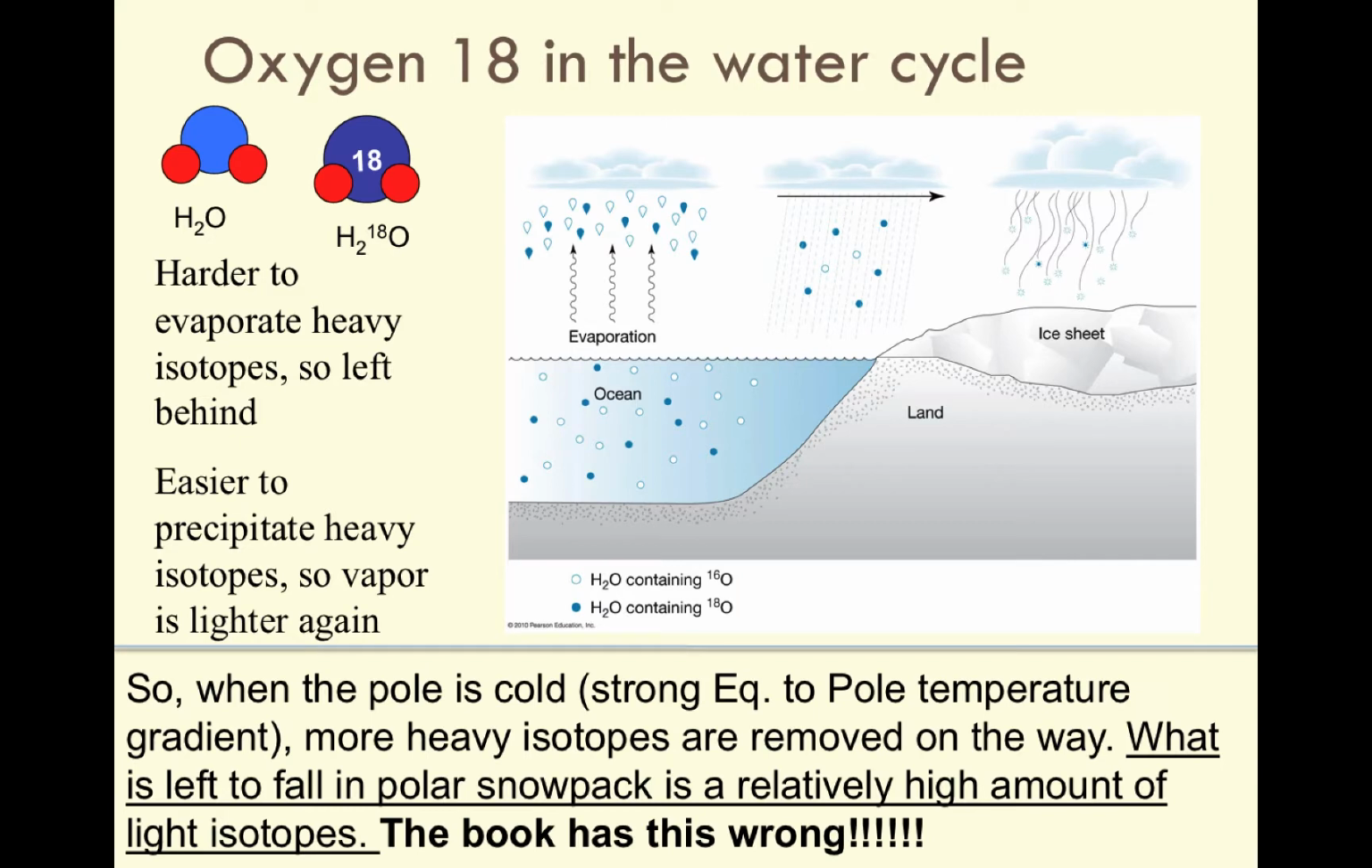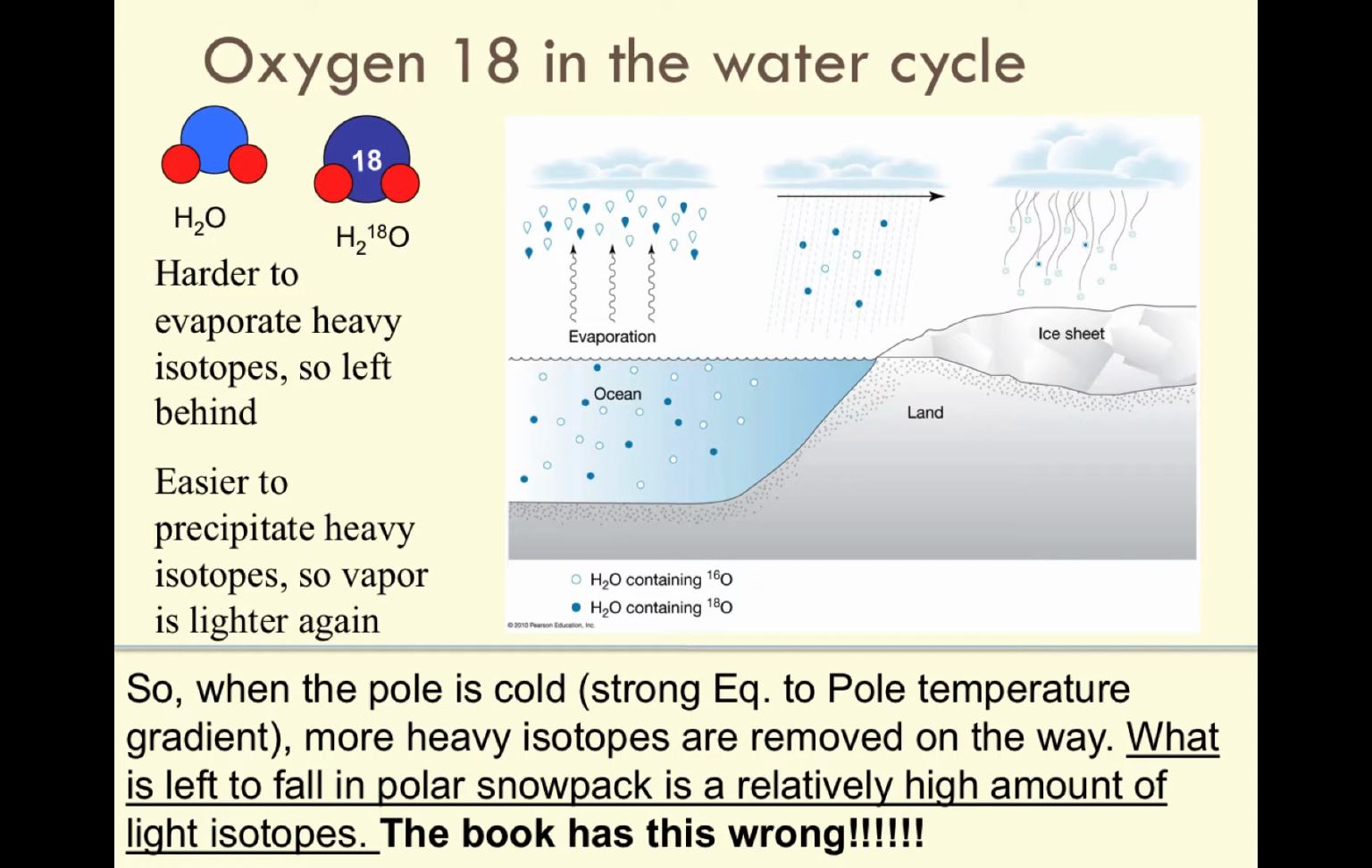So when the pole is extremely cold and there's a strong equator to pole temperature gradient, you'll have more condensation from, say, the subtropics where most of the world's water is evaporated to the pole. If you have more condensation from A to B, you're going to lose more heavy isotopes on the way to the polar ice sheet. What is left then on a cold polar year are lighter isotopes to fall into the snow on Antarctica and eventually make those layers in the ice cores. I want to point out that the book has this wrong. On cold polar years, you have lighter isotopes falling into the Antarctic ice sheet.